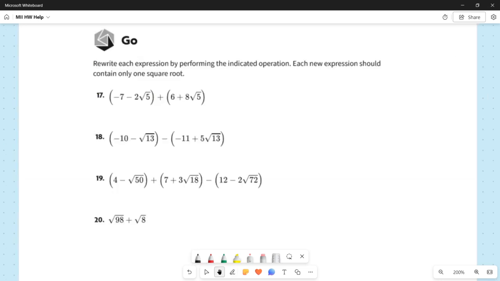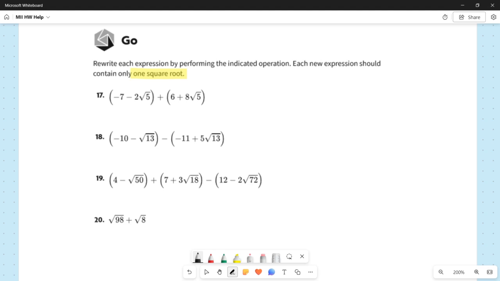All right, we'll wrap up this assignment in the Go section. There's only one set of instructions here for the Go section. Rewrite each expression by performing the indicated operation. Each new expression should contain only one square root. They're being rather specific here about what our answer should look like. For all of these, whenever we give our final answer, there really should only be a single square root in it. So let's keep that in mind.